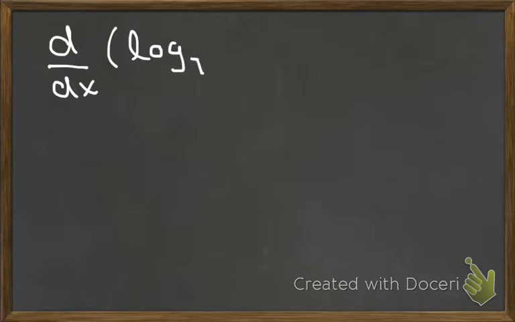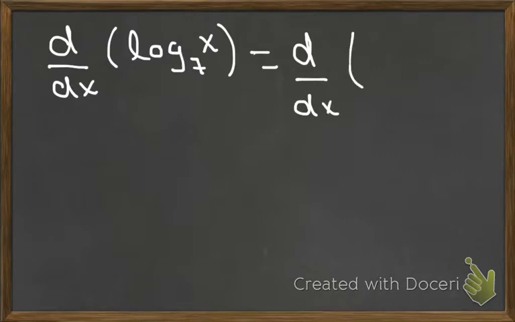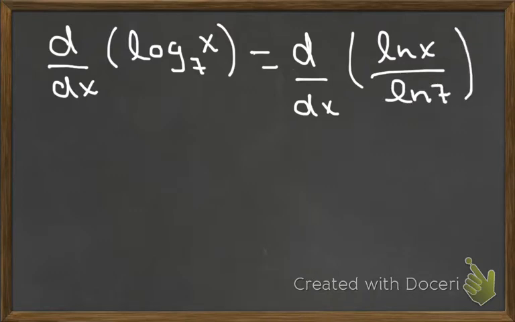Well, if I wanted to take the derivative, for example, of log base 7 of x, I could try to remember a formula, or I could just remember that I could easily rewrite that as a derivative of the natural log of x over the natural log of 7. And now I just have to notice one thing. The natural log of 7 is just some constant, right?